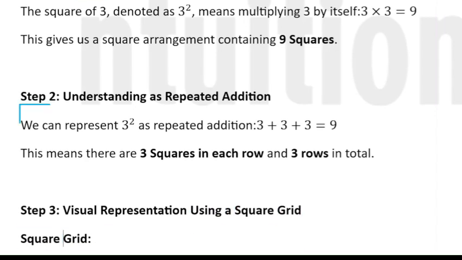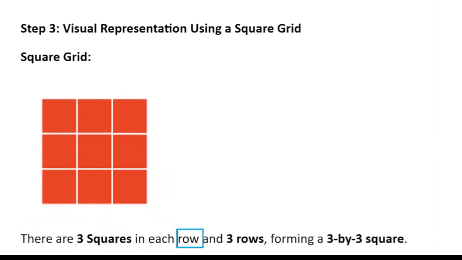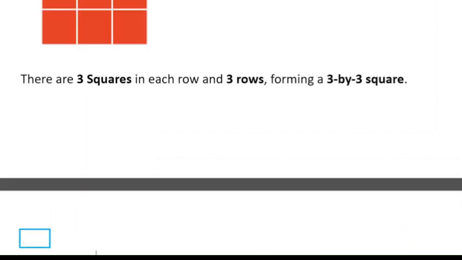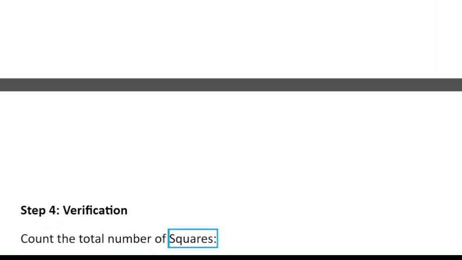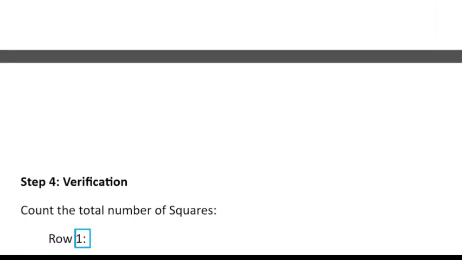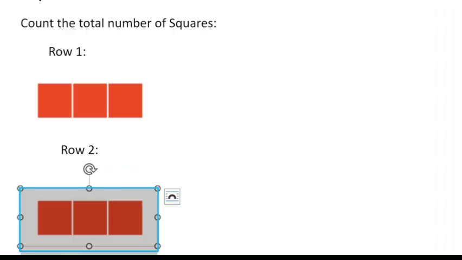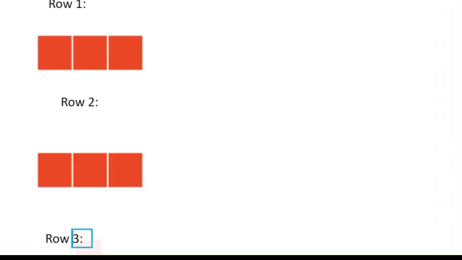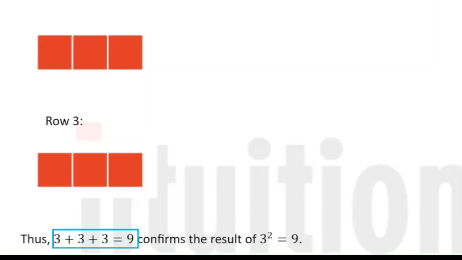Square grid. Picture 37. There are 3 squares in each row and 3 rows, forming a 3 by 3 square. Step 4. Verification. Count the total number of squares. Row 1. Picture 36. Row 2. Picture 35. Row 3. Picture 34. Thus, 3 plus 3 plus 3 equals 9 confirms the result of 3 squared equals 9.